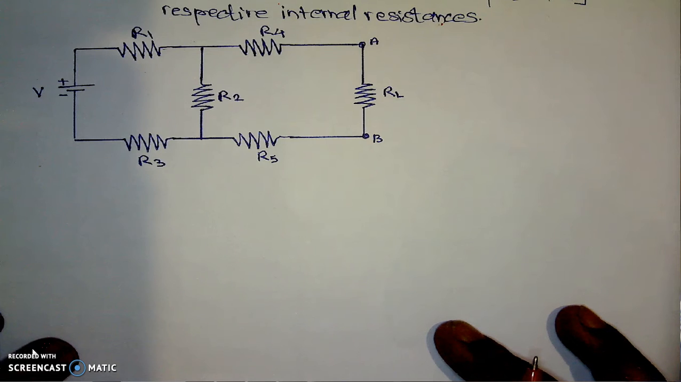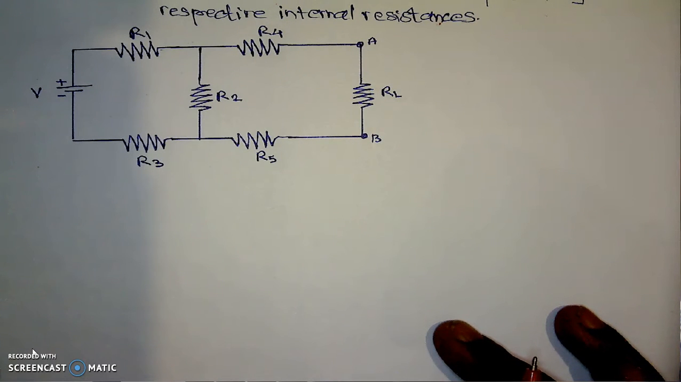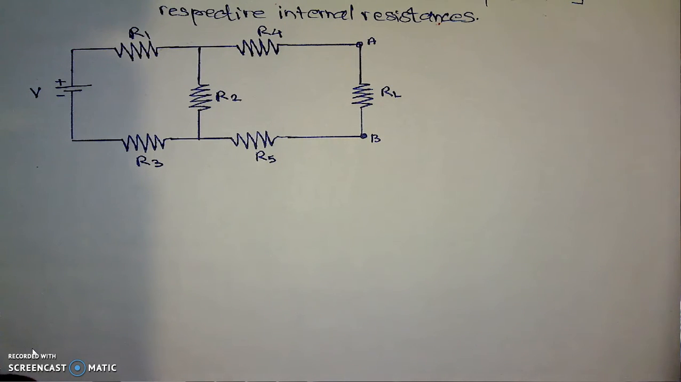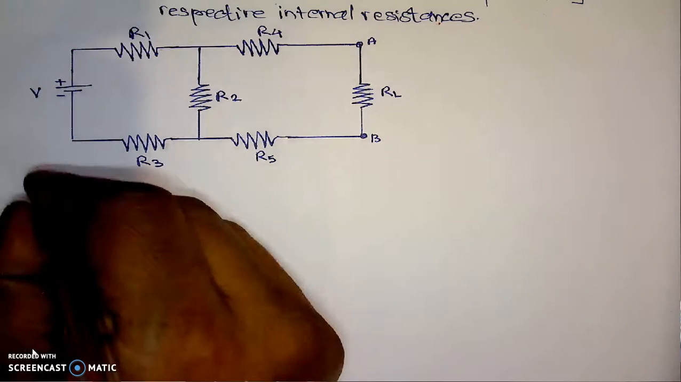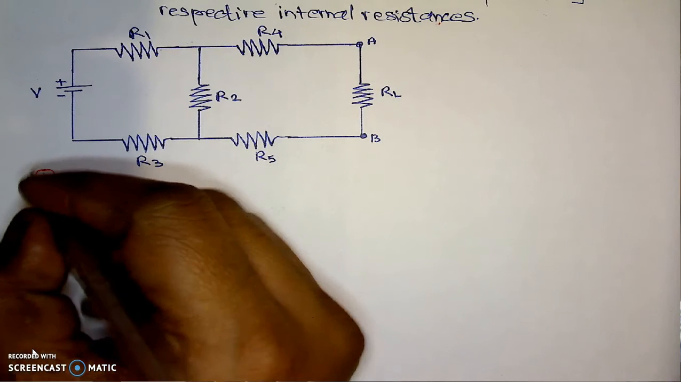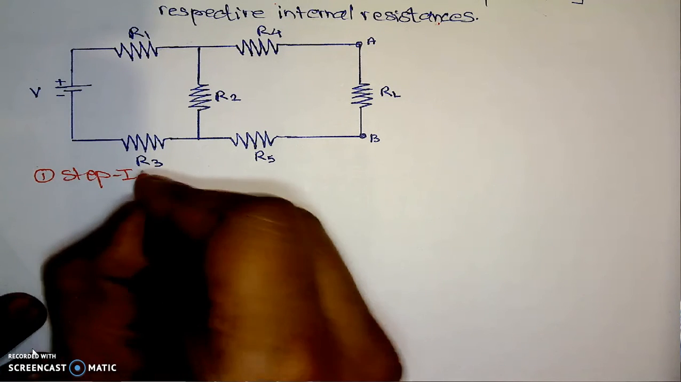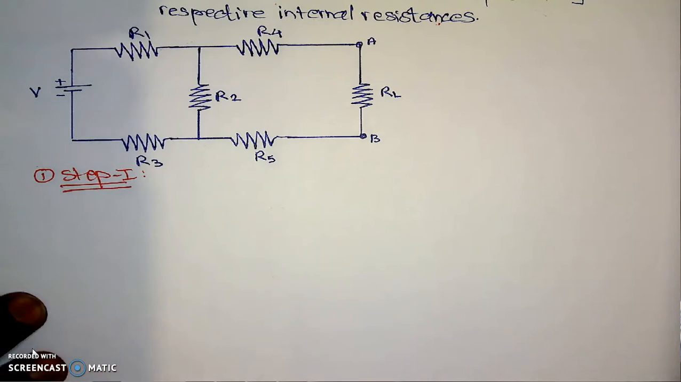Problems on the Thevenin's theorem can be solved in 4 steps. Step number 1 is: remove the load resistance and redraw the same circuit. I will start with step 1.